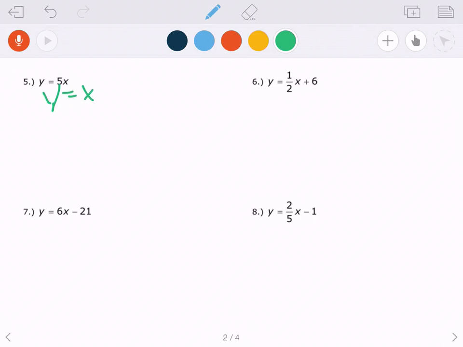So for number 5, a slope of 5 is going to make my line more steep than the parent function, because with a slope of 5, we're going to be going up 5 and over 1 instead of just up 1 and over 1. And it's actually not going to shift up or down at all because there is no y-intercept, so it's 0. So same as the parent function.